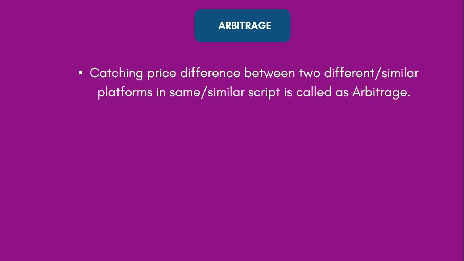So arbitrage is basically catching price difference between two different or similar platforms in the same or similar scrip. Now what do you mean by this? It means you're catching a price difference between two identical scrips which can be in the same exchange or in another exchange, or in the same segment, that is in derivative or equity or options, but they have a small price difference.